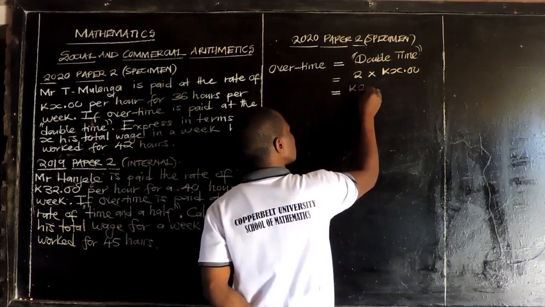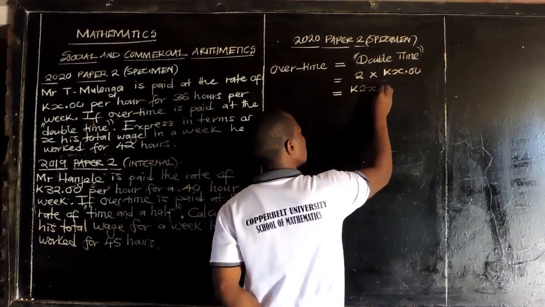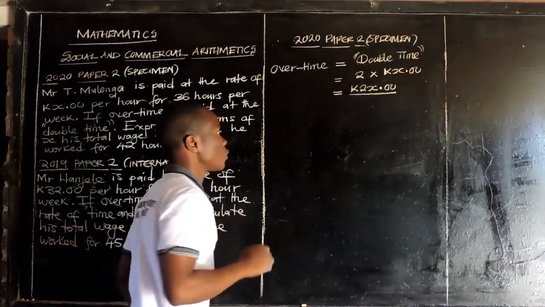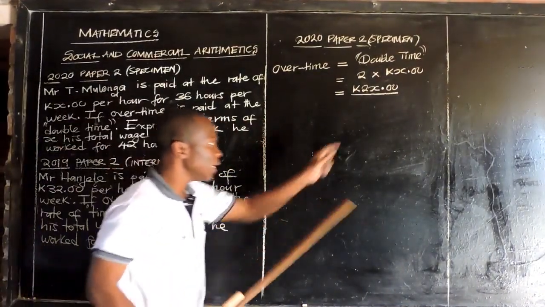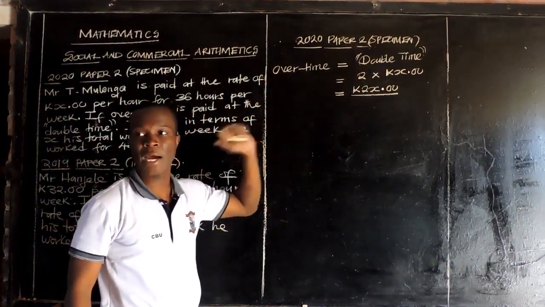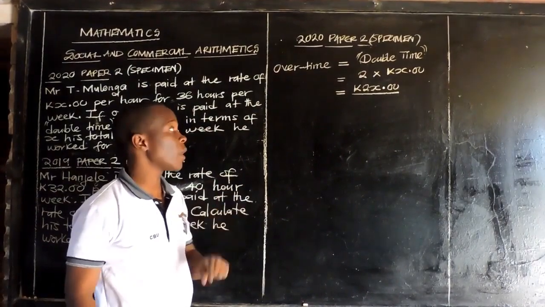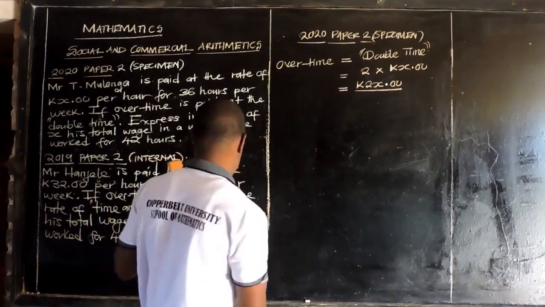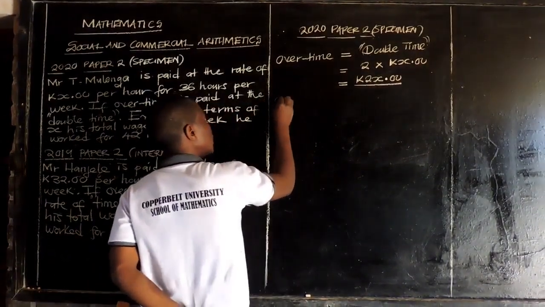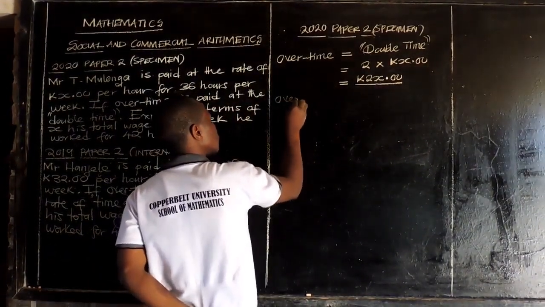2 quarter x. Are we together? Yes. So this 2 quarter x is what? It is overtime per hour. So per hour I was given 2 quarter x. Are we together? Yes. So let us now find the total overtime.